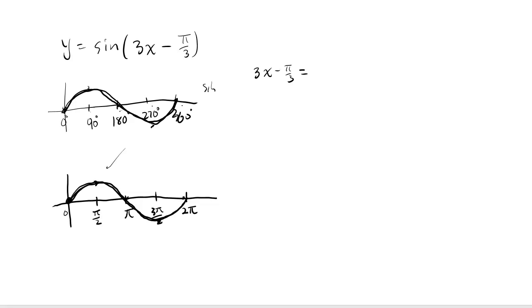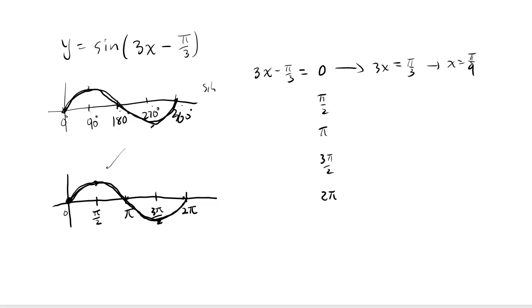So if I want the graph of this new thing, I better know when this is equal to 0, when this is equal to pi over 2, when this is equal to pi, when this is equal to 3 pi over 2, and when this is equal to 2 pi. So for example, let's do this first. Adding pi over 3, that's 3x equals pi over 3, and then dividing by 3 gives you x equals pi over 9.